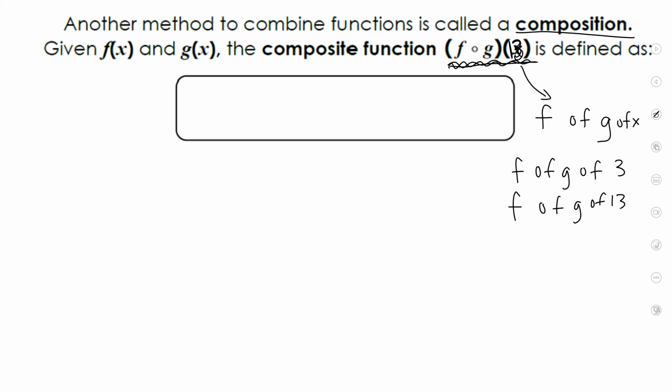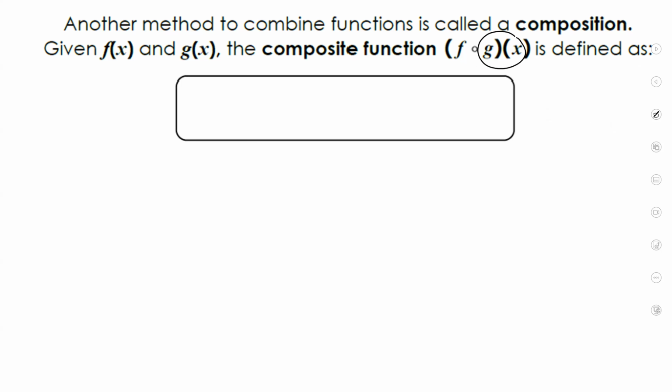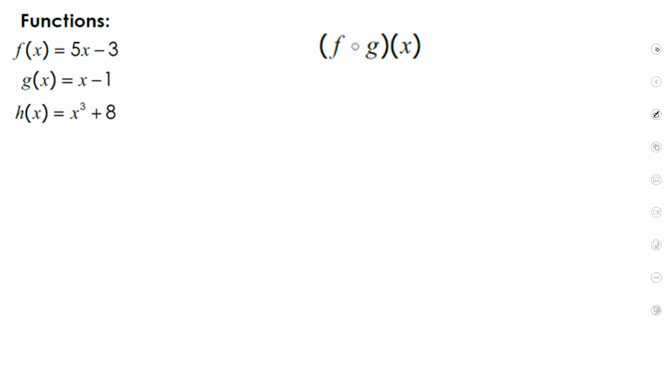Now, what this means is we are going to put g of x inside of f of x. That's what a composition means. We're going to put g inside of f. So let's look at an example of this. Here's the first one. You can think of this as putting g inside of f.